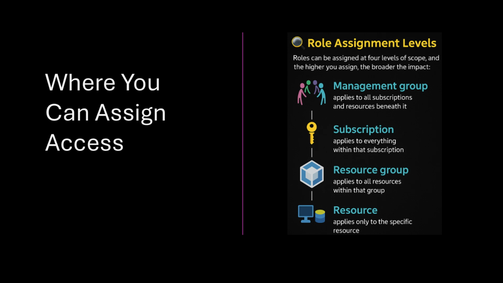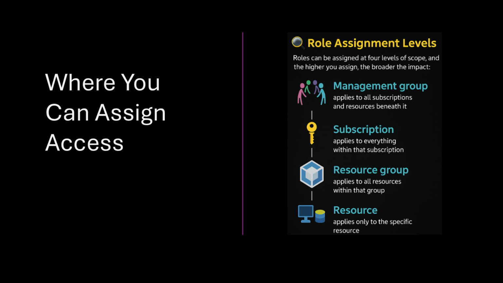Going a level deeper, the resource group scope limits access to just the resources inside that group. And finally, the resource level applies access to a single specific resource. As you move down the hierarchy, you gain more control and granularity over who can do what.